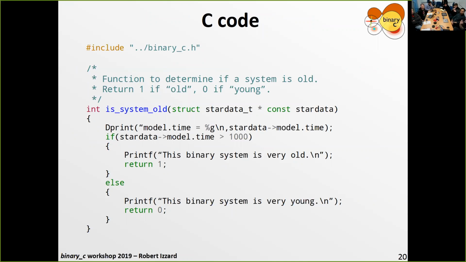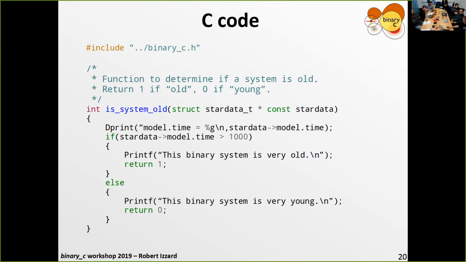Then you have a comment to say what it does. Of course, you always need to comment your code at least a little bit. It's a function to determine if the system is old, return 1 if old, 0 if young. So it goes through and it's an integer function, that's fine. Note that it takes the star data in, so you can have a look to see whether the time which is stored in star data is greater than 1,000, which I call old, or less than 1,000, which I call young.